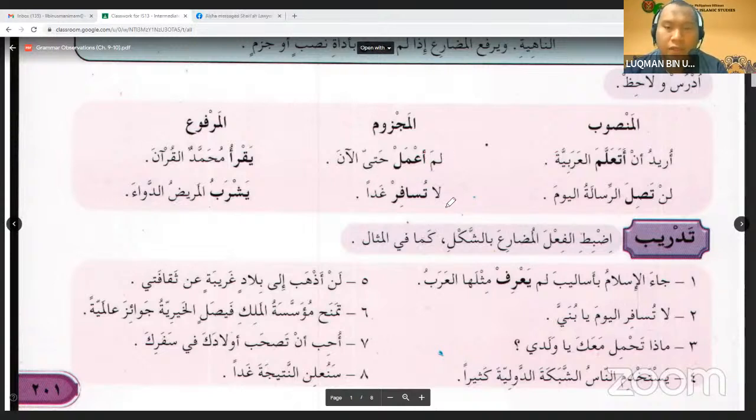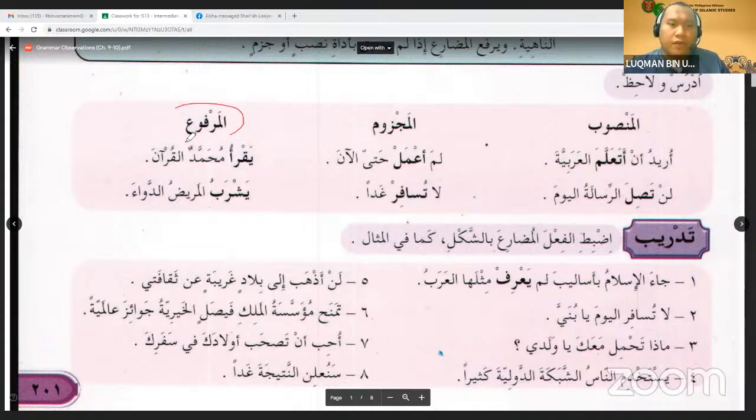Then the second one, la tusafir gadan. Don't travel tomorrow. So this is sukun. La tusafir gadan. Okay, so this is the forbidding la. So you're talking to a person, and you're forbidding them to do something.